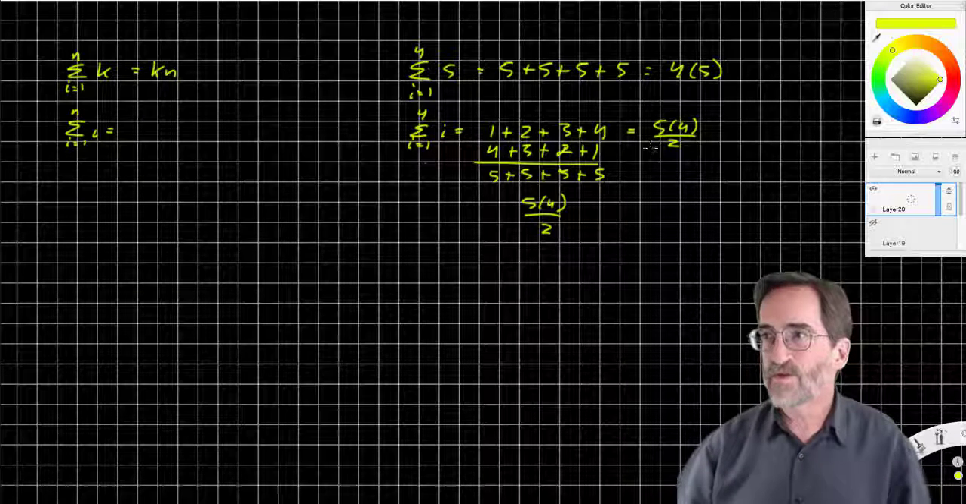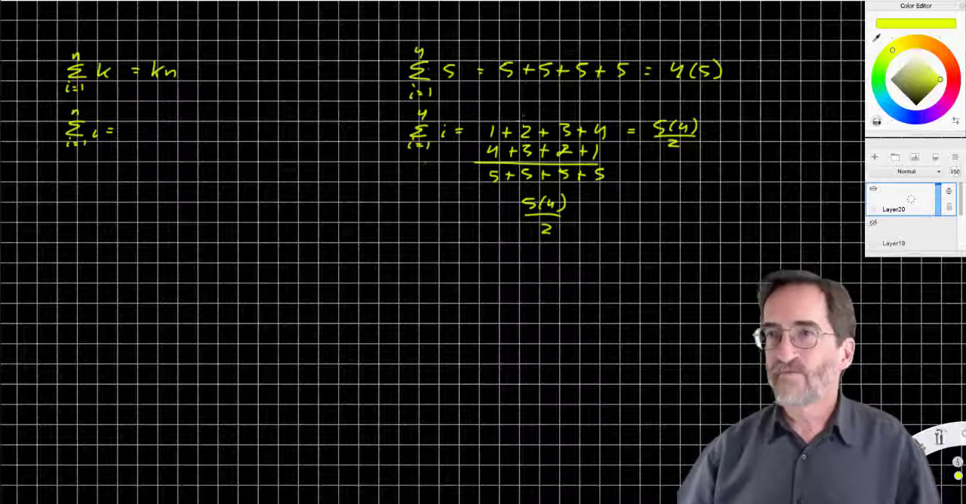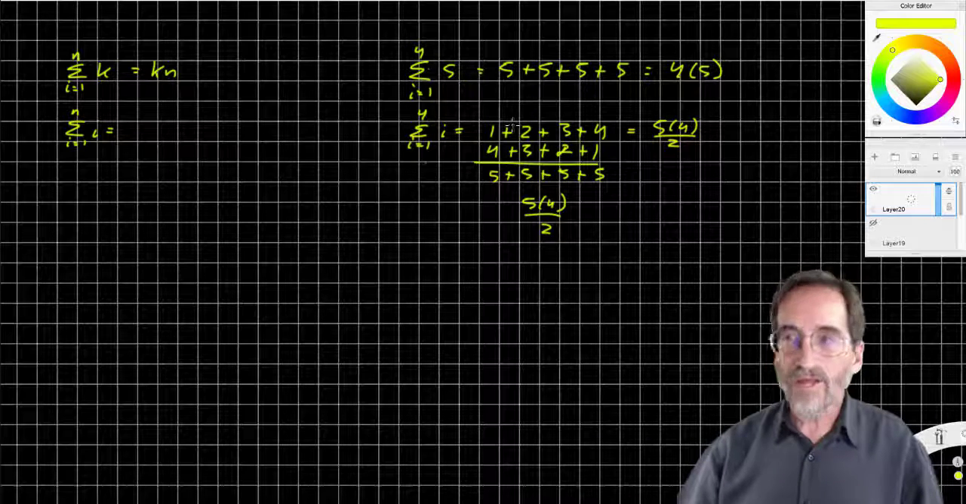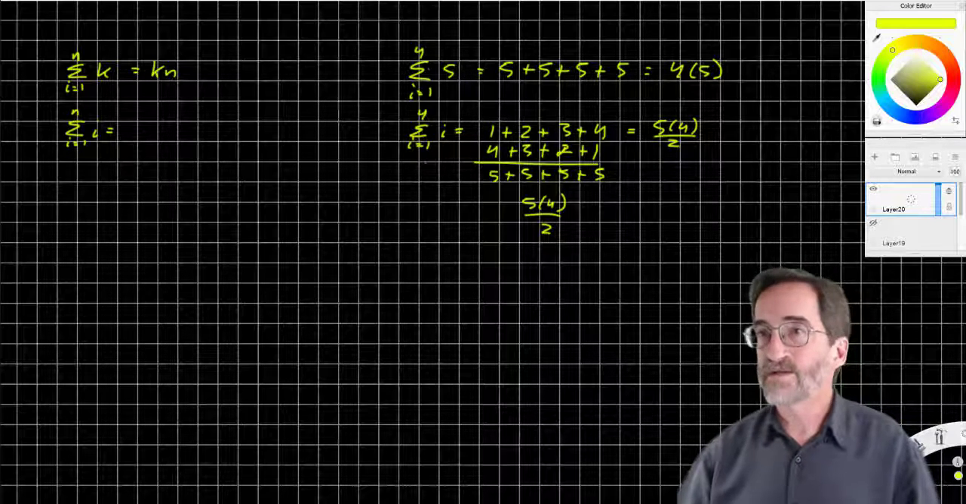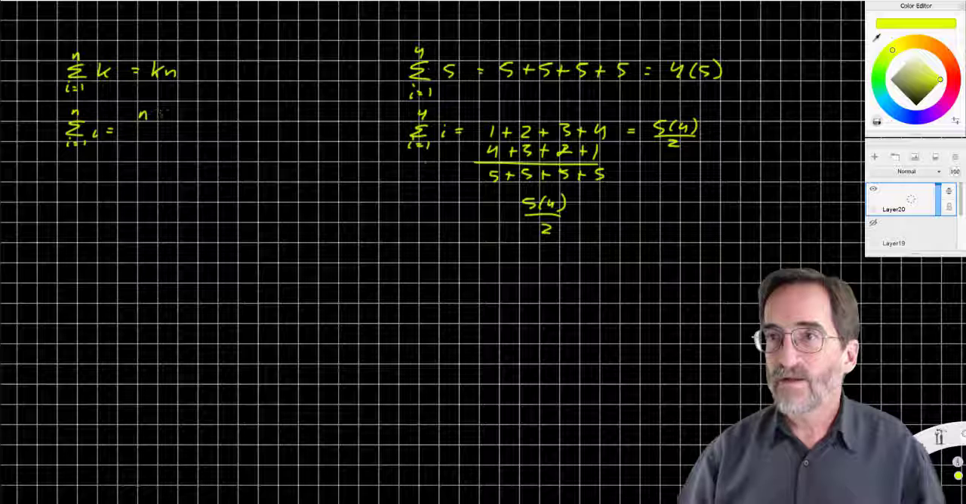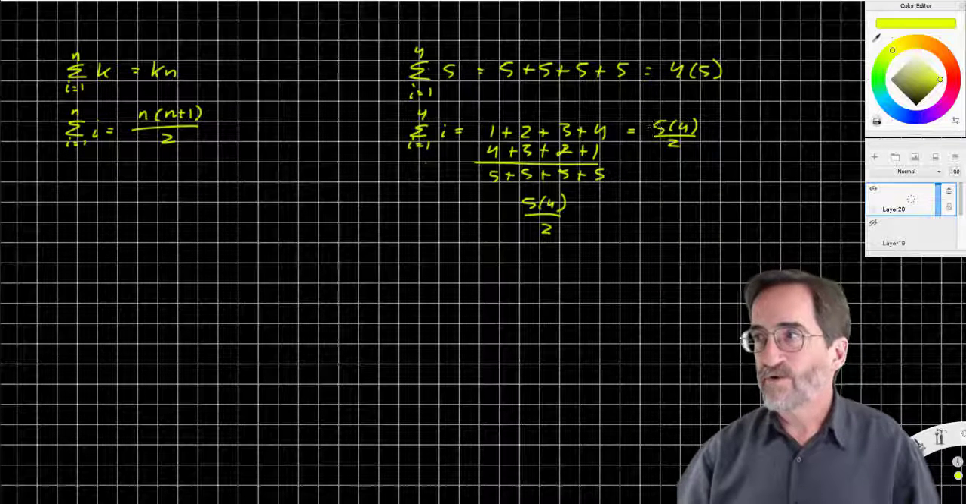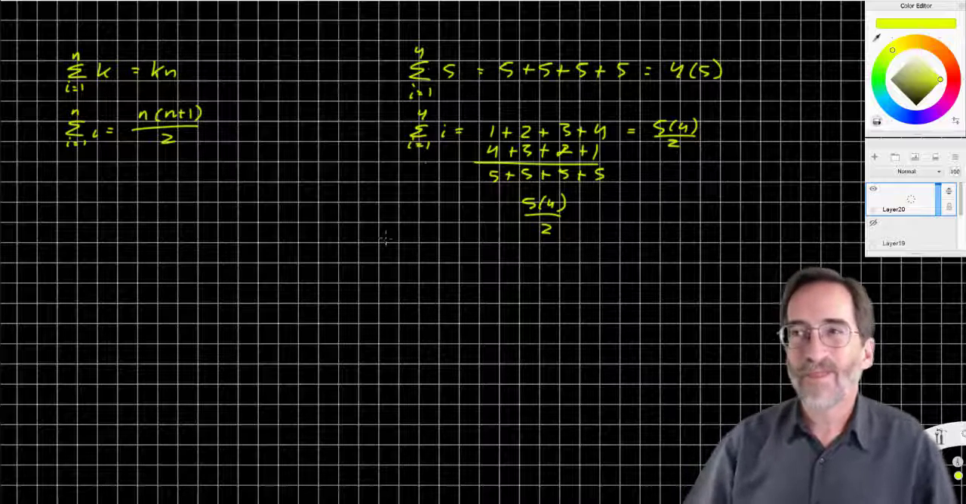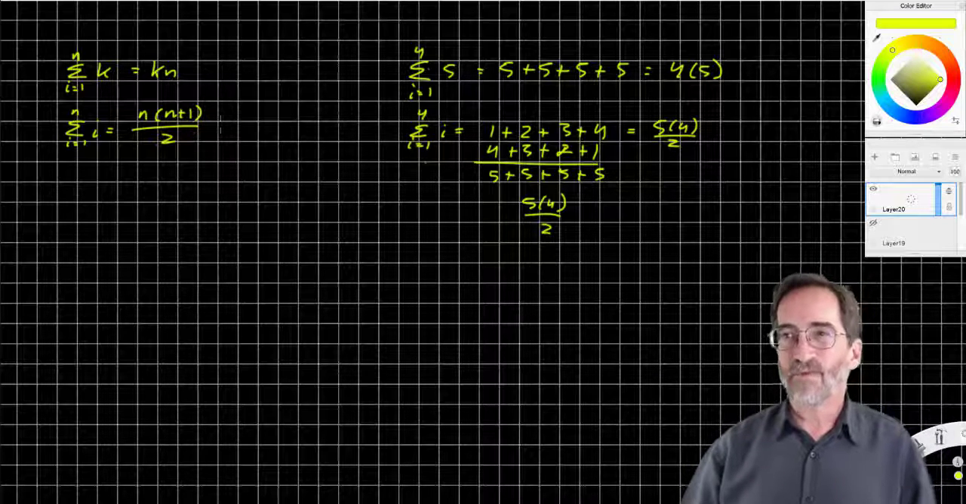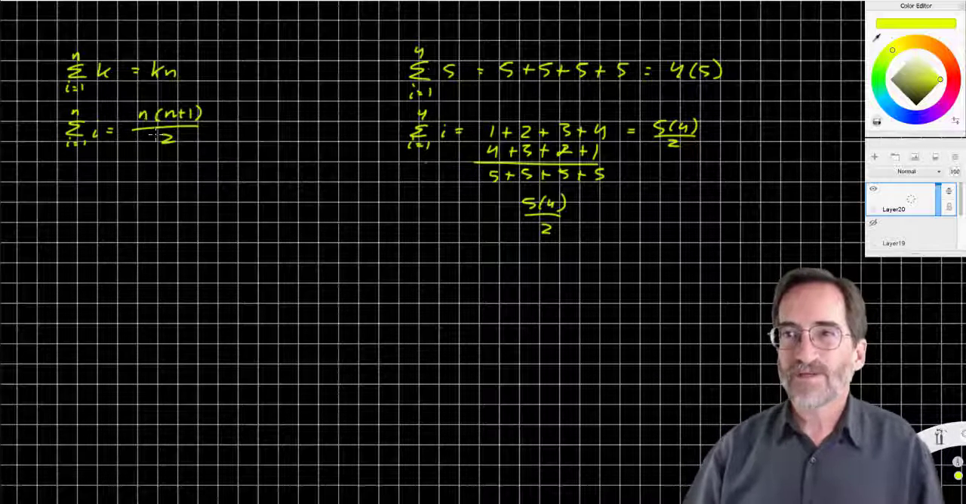Now notice what this is. n is 4, right? And so this actually is n times n plus 1 divided by 2, which is 4 times 5 divided by 2. Okay, so it comes from an arithmetic series, but this is a good one to know.